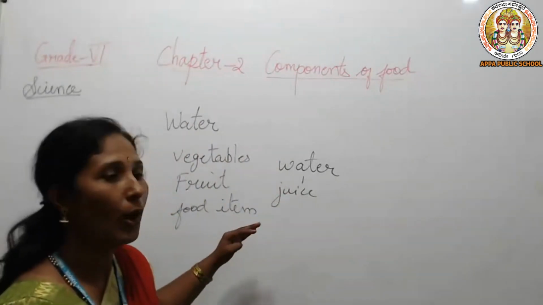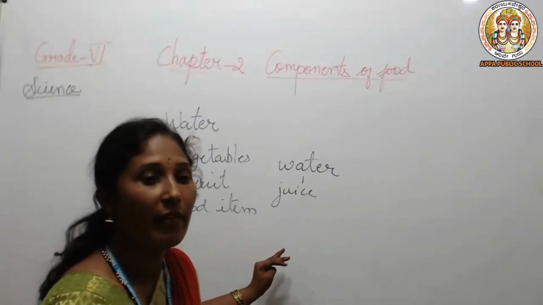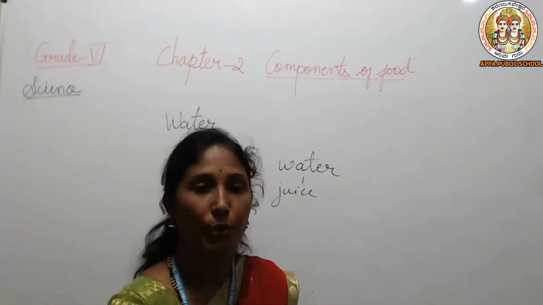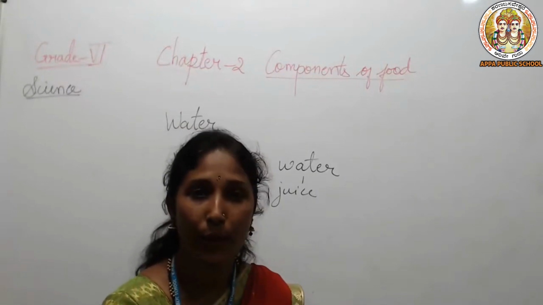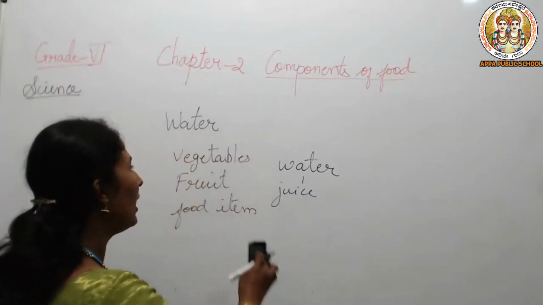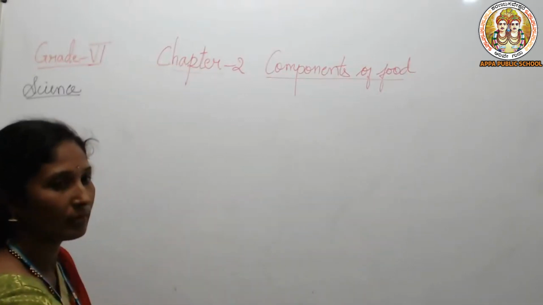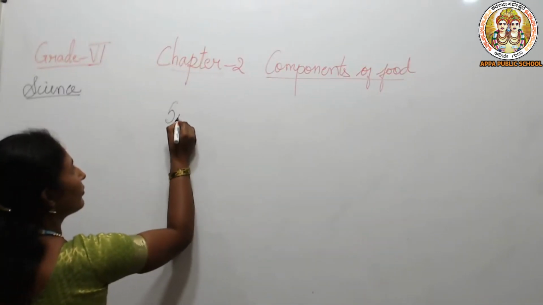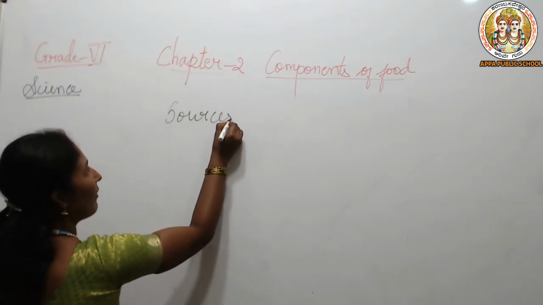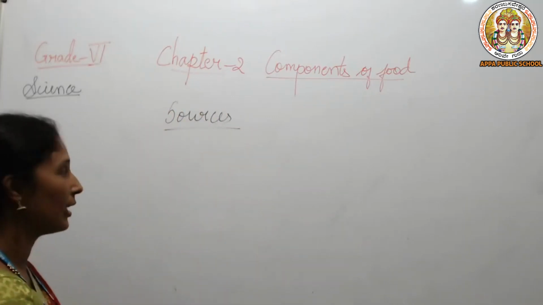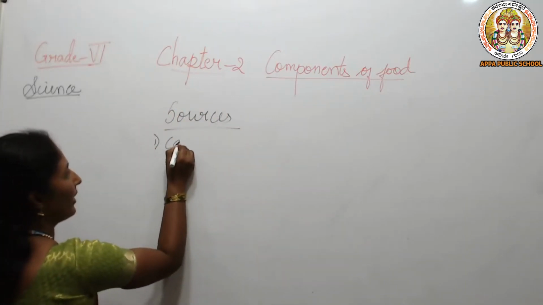So next, now you understand the nutrients. From which vegetables, from which fruits we will get which type of nutrients. So next we move to the sources. So one by one, we'll study about the sources. First, carbohydrates.